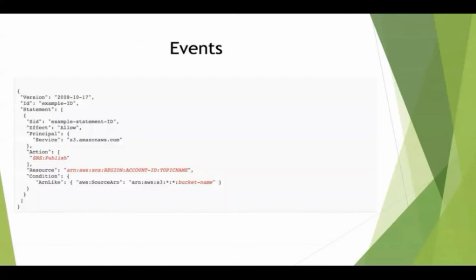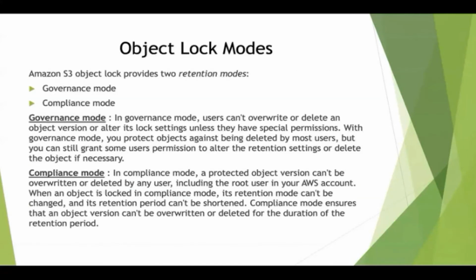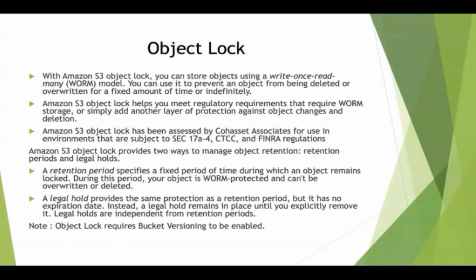So today we have looked at 5 different properties, starting with object lock. It uses the write once read many model, and you can use it to prevent an object from being deleted or overwritten for a fixed amount of time or indefinitely. There are 2 types of periods called retention period and legal hold. Retention period specifies a fixed time during which an object remains locked. So during this period, your object is WORM protected and cannot be overwritten or deleted. A legal hold provides the same protection as a retention period, but it has no expiration date. So until and unless you disable legal hold, it will be in place. Your objects will be protected.